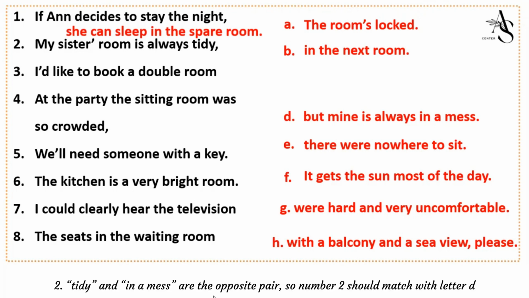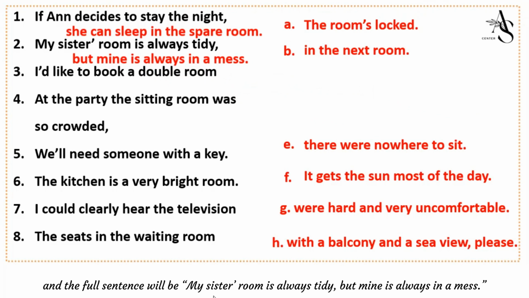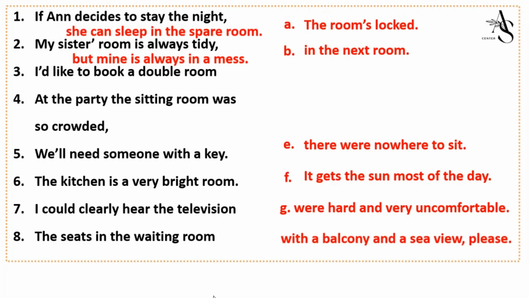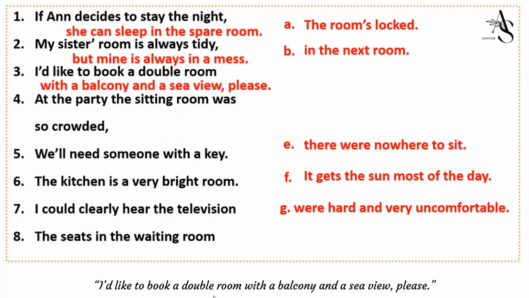2. "Tidy" and "in a mess" are the opposite pair, so number 2 should match with letter D, and the full sentence will be, "My sister's room is always tidy, but mine is always in a mess." 3. "I'd like to book" is a request and often goes with "please", and "a room with a balcony and a sea view" is a good phrase. So number 3 should match with letter H. "I'd like to book a double room with a balcony and a sea view, please."